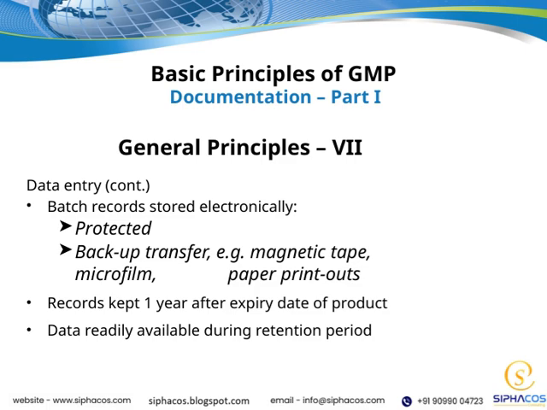Importantly, these records must be kept for at least 1 year after the expiry date of the product, giving us a sufficient window for review or inspections. During this retention period, the data should always be readily available, allowing quick retrieval when needed. These practices are fundamental parts of good manufacturing practices, or GMP, and they highlight the importance of thorough documentation. Proper record-keeping not only supports compliance, but also ensures traceability and accountability throughout the manufacturing process.